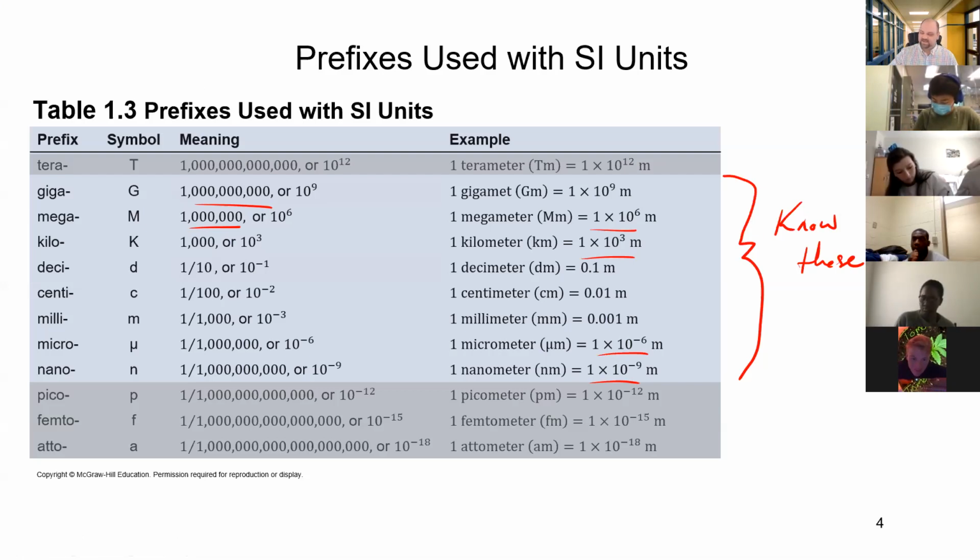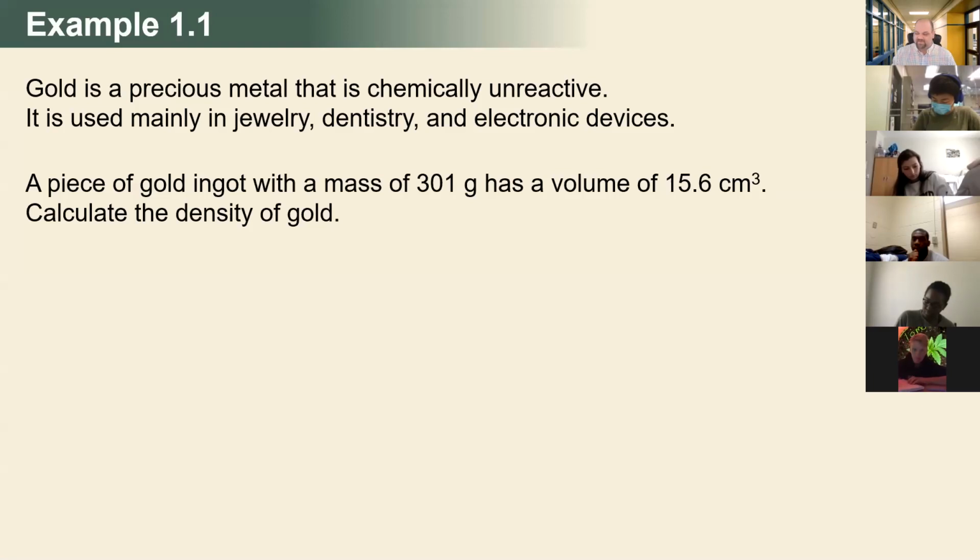So using units a little bit, let's do a practice problem. This is from our textbook. Practice problem dealing with density. A piece of gold has a mass of 301 grams with a volume of 15.6 cubic centimeters. Calculate the density of gold.